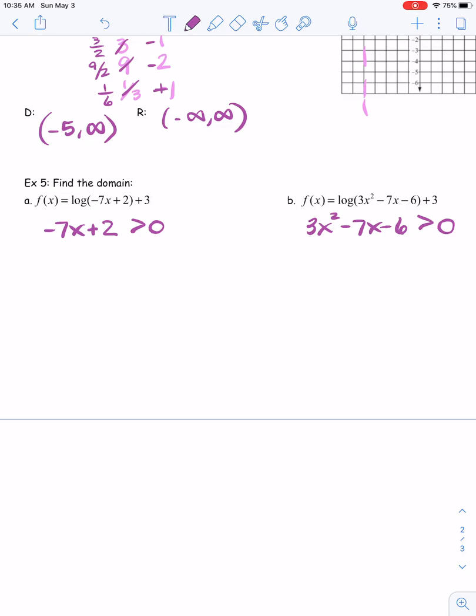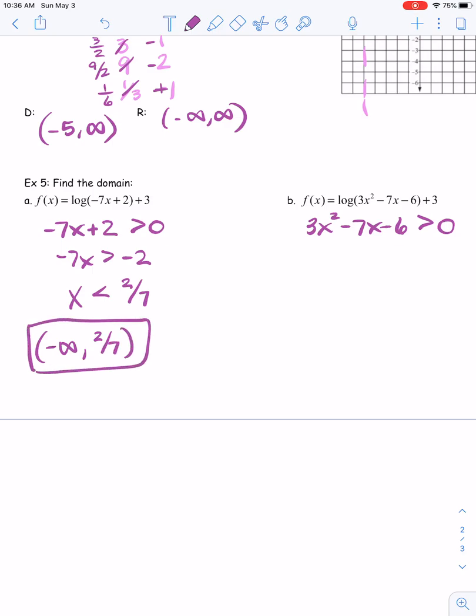In part A, that's an easy linear inequality that you can solve. I would subtract my 2, get -7x is greater than -2, then divide by the -7. Remember, when you divide by a negative number, what happens? You have to flip your sign. -2 divided by -7 is a positive 2/7. So I want the x's that are less than 2/7. So for my domain, that means it would be from -infinity to 2/7, which makes sense. That negative on the inside of the parentheses is a reflection over the y-axis. Factoring out that 7, it makes sense graphically for me in my head.